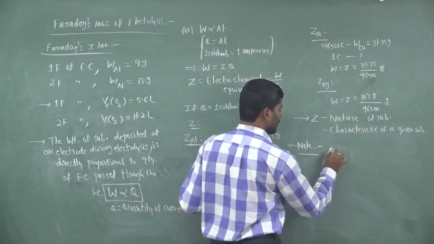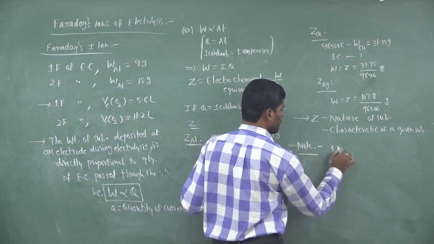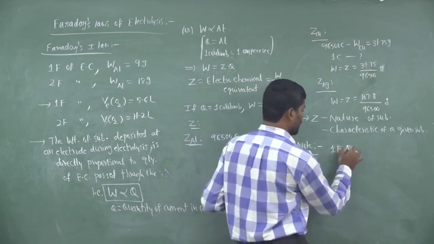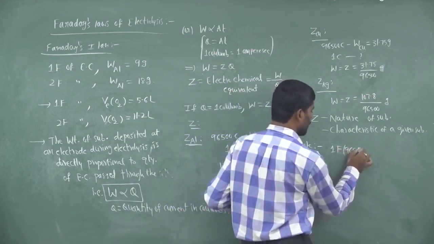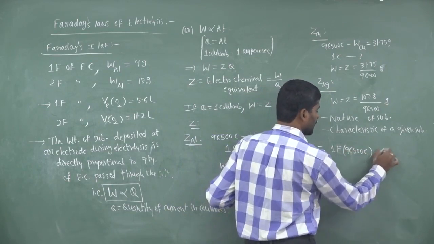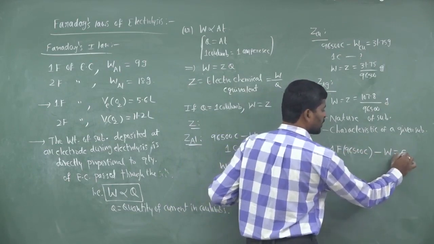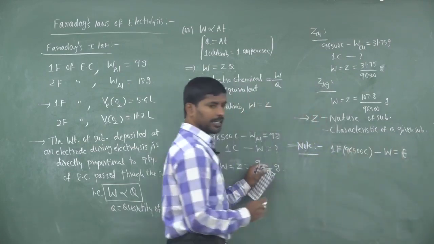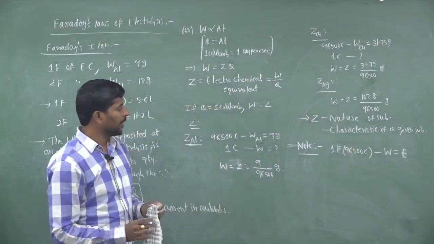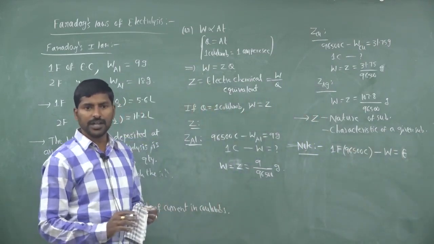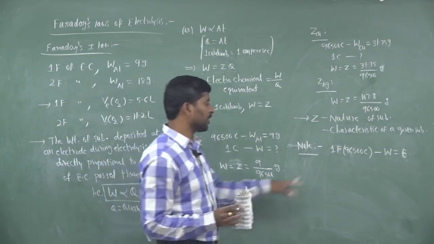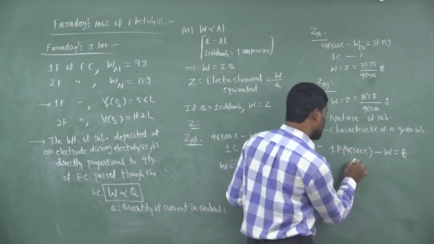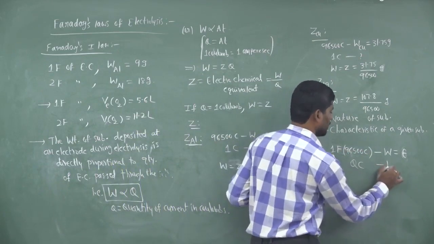For example, if you pass 1 farad of electric current, or 96,500 coulombs of electric current, the weight of substance deposited is nothing but what? It's the equivalent weight. Equivalent weight I am indicating as E. If you pass 1 farad of electric current or 96,500 coulombs of electric current, the weight of substance deposited is the equivalent weight.